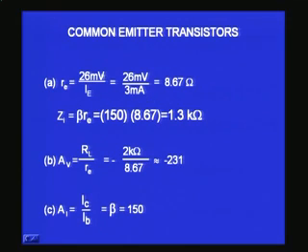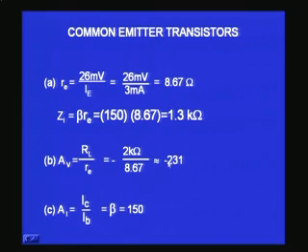So the input resistance of a common emitter amplifier with the specifications given is about 1.3 kilo ohm, which is reasonably large but not very large. And what is the voltage gain? The voltage gain we know is given by RL by small RE, where RL is the load resistance and RE is the base emitter junction resistance. 2 kilo ohm is RL, 8.67 ohms is the input resistance RE, and therefore the ratio comes to be around 231.